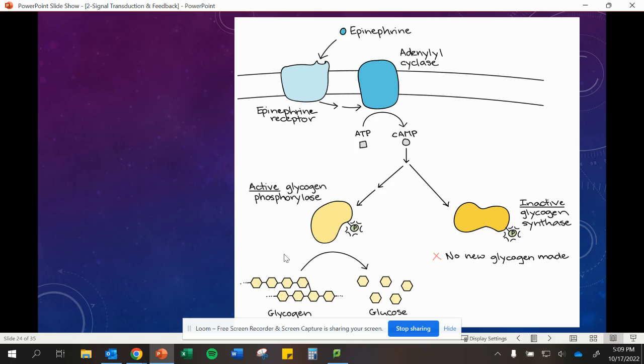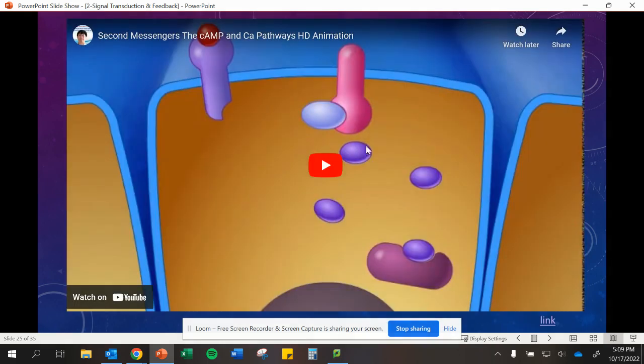will do is it will go find glycogen, which is a carbohydrate, and it will break it down into those glucose monomers. So we're going to start breaking down that glucose. It also inactivates this other protein, that glycogen synthase, so we can't make new glycogen. So in this case, the cyclic AMP, that secondary molecule, has two functions that it does. Okay, I have some videos that you will watch that will show you how this happens in a video format.